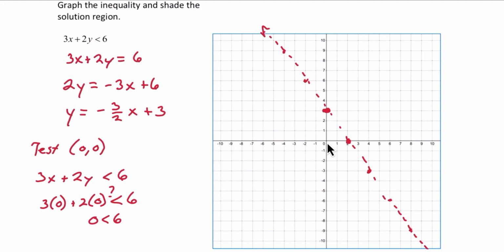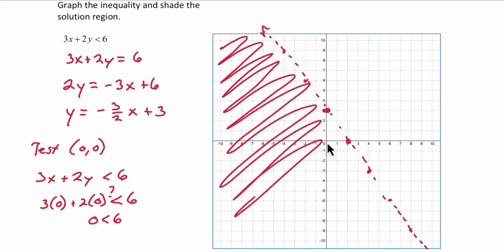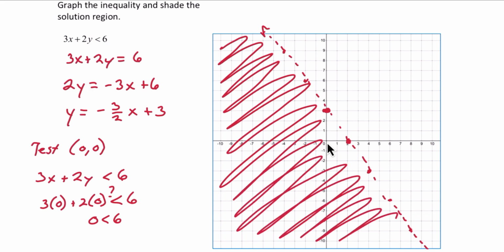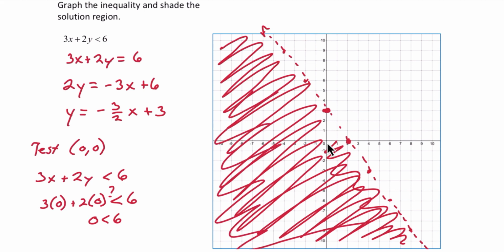So we chose this point, 0, 0. We tested it and found that it's a true statement. That means that every point on that side of the line is true. So we're going to shade the entire portion that contains 0, 0. Every point in the shaded region is a solution to the original inequality. It also means that every point on the other side of the line is going to be false, so it's not part of our solution set.